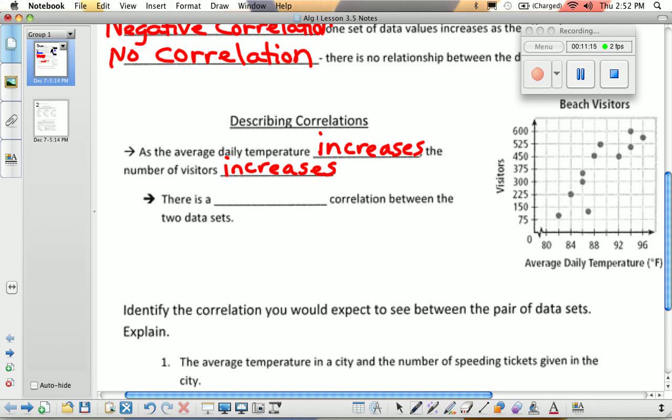So we would say there's what kind of correlation? Positive correlation. We don't know how strong that correlation is right now, but we know it looks like there's some positive correlation between these two.